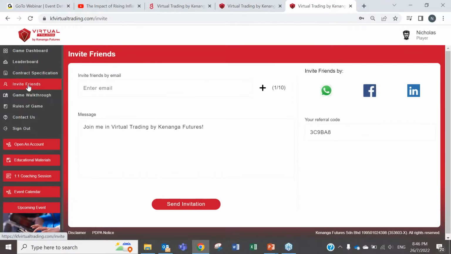You may go to invite friends and send email invitations to up to 10 emails at once for your friends to join you in this virtual trading game. And this is your referral code. You may also share it via WhatsApp, Facebook, and LinkedIn.